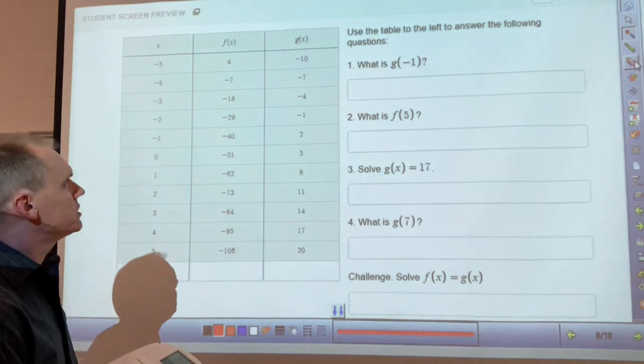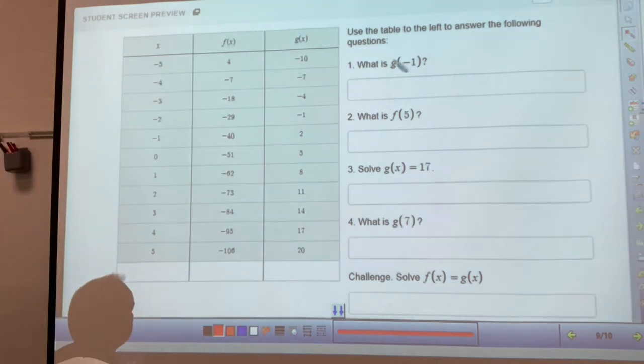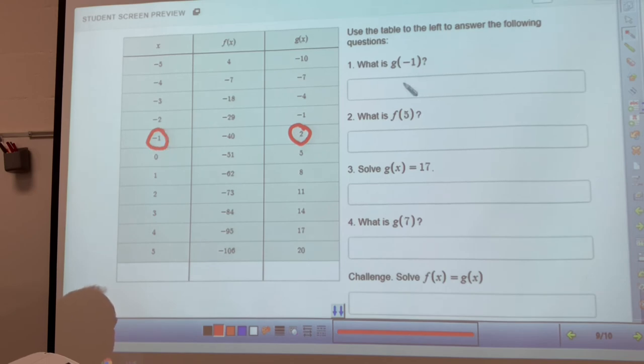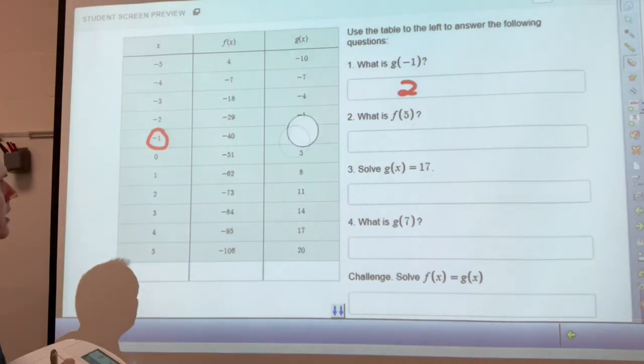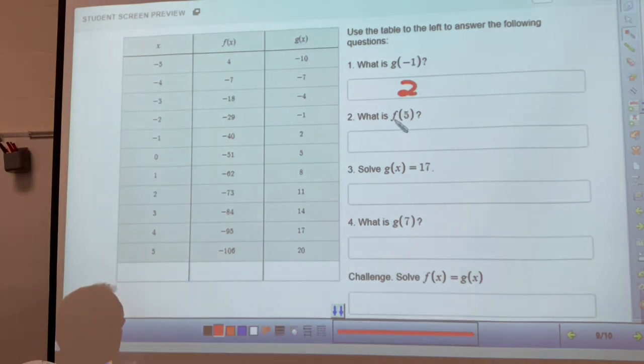All right, so number 1, g of negative 1. If I input negative 1 into g, what do I get out? I get out 2, right? Negative 1, 2. When I input negative 1, I get out 2. That's the point we were talking about just a minute ago. Number 2, if I input 5 into f of x, where's 5 as an x value? It's way down here at the bottom. What is f of x when 5 is the input? Oh, it's negative 106.